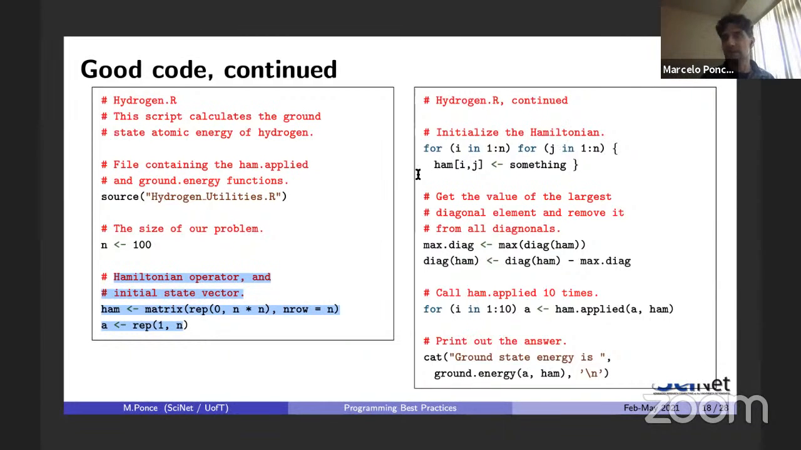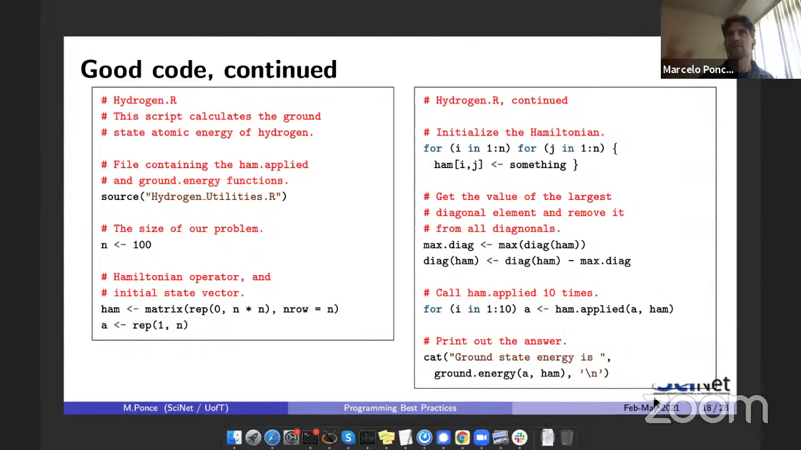And you can see the indentation here for the for loop. Then compute the values of the largest diagonal elements and remove it from the diagonals. And then call the Hamiltonian apply 10 times, okay, just to mimic the process of iterations. And then print out the answer. So you have a comment of what the script is doing and what functions are being called and why. Okay. So this is our final version of the script. Now it's a modular, best practices following implementation.